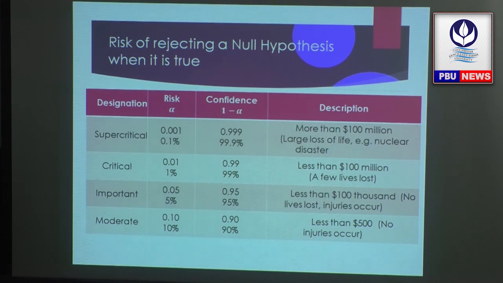For the critical value 0.01, that means 1% risk, that means a 99% confidence level, and this is a few losses. And for important, 0.05, that means 5% risk and a 95% confidence level. This is another interpretation. And moderate, now our research work is moderate, with 0.10 risk, that means 10% risk and a 90% level of confidence.